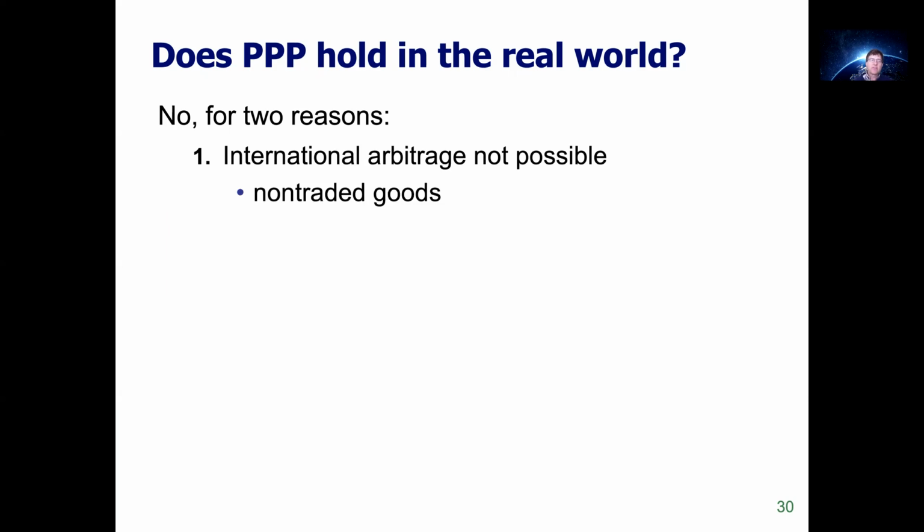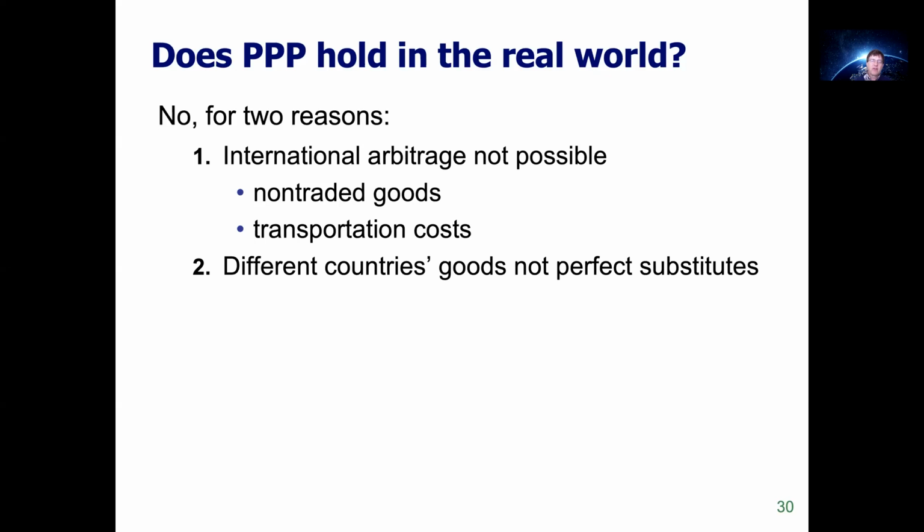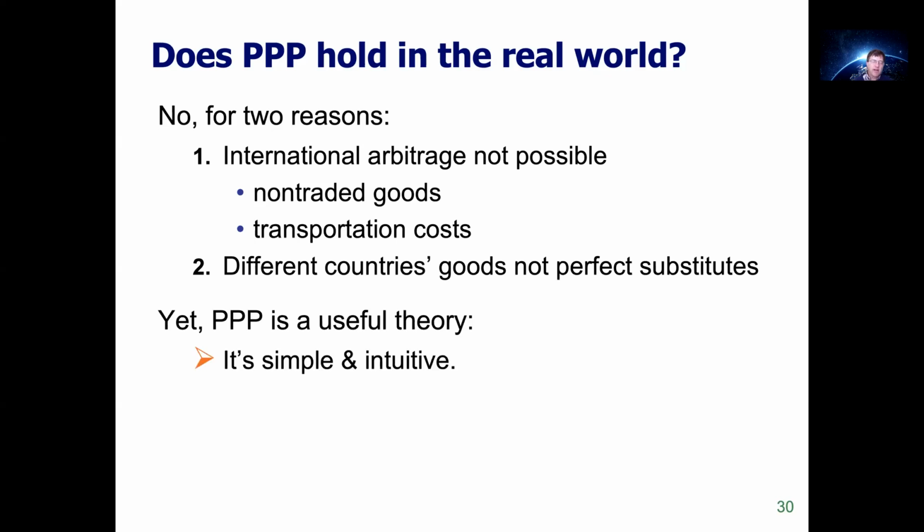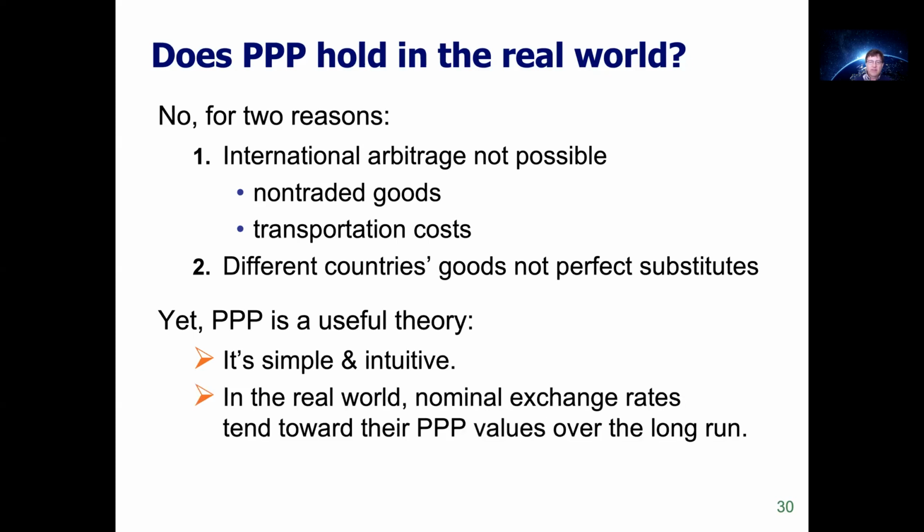Now, for some goods, it's easier to see why. I mean, barbers could be really cheap in Indonesia, but I'm not going to fly to Jakarta every time I need a haircut. Even with manufactured goods, you have some transportation costs. A big thing also is that different countries' goods are not perfect substitutes. Things are slightly different in other countries, and especially with food, people get used to very particular things. Still, purchasing power parity is a useful way of judging the real exchange rate.